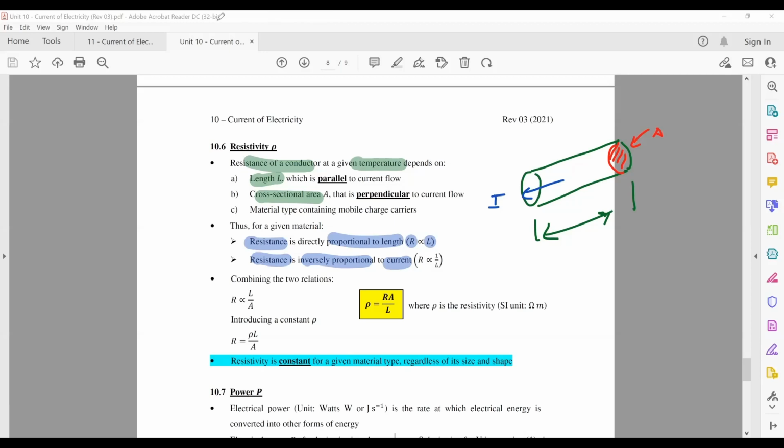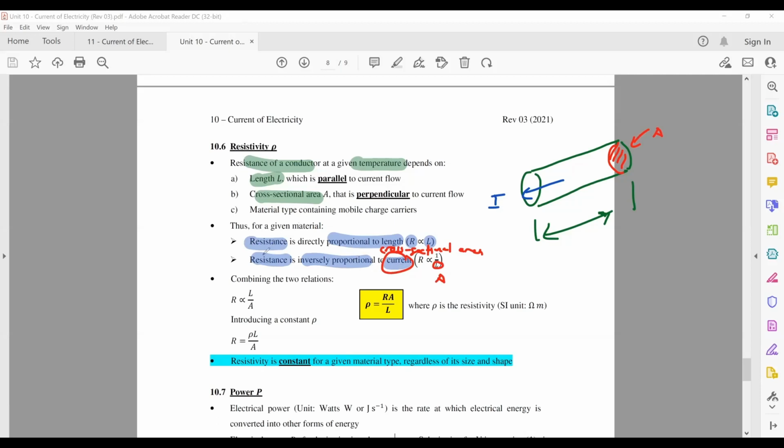There's something wrong with what I wrote here. Sorry, now I just realized it. Resistance is inversely proportional to cross-sectional area, 1 over A. Sorry, I noticed that there's a mistake here. Resistance is inversely proportional to cross-sectional area.